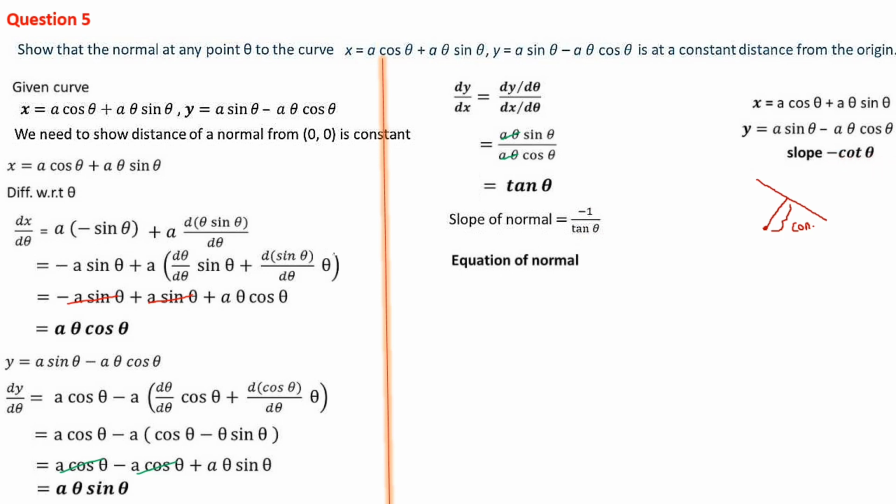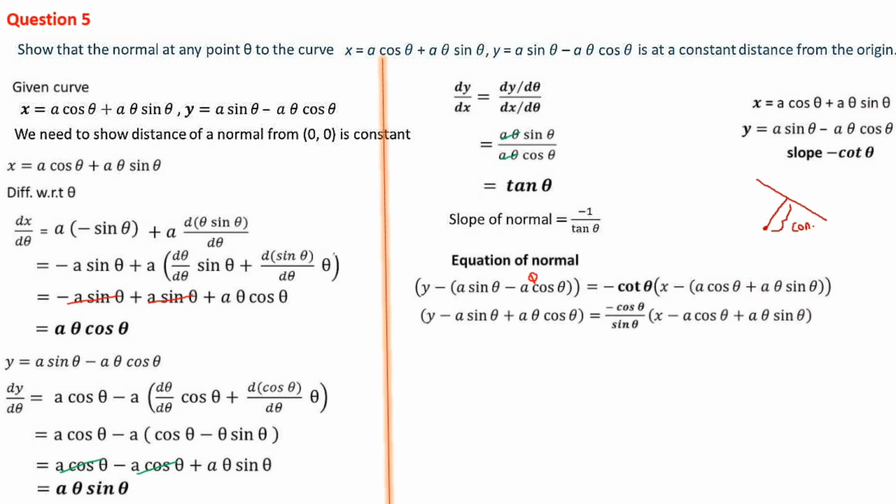Then if we use the point slope form, y minus y1 is equal to m into x minus x1. So y1 is a sin theta minus a theta cos theta. Here a theta is there, okay, that was missing while typing. So write this as a theta. Just write it that way when you write the notes. Then y minus y1, okay, that is written, equal to m, which is minus cot theta, into x minus x1. x1 is a cos theta plus a theta sin theta.